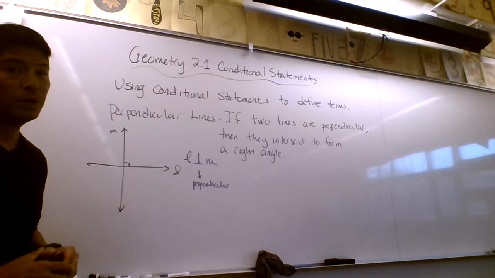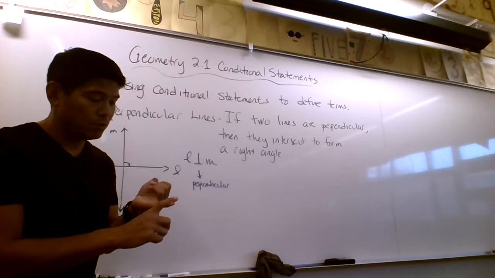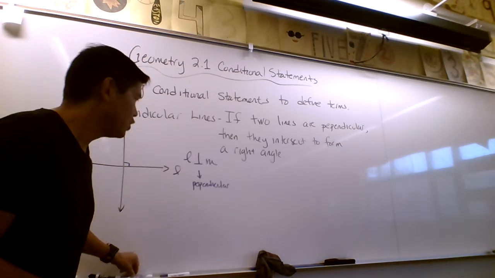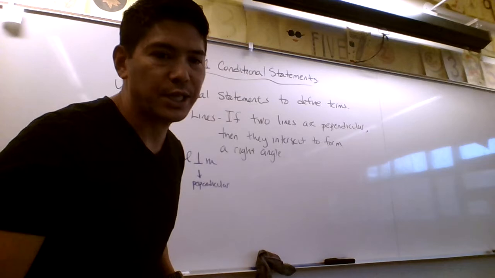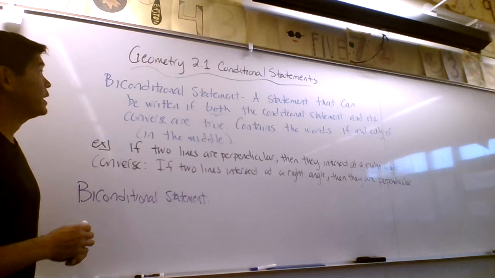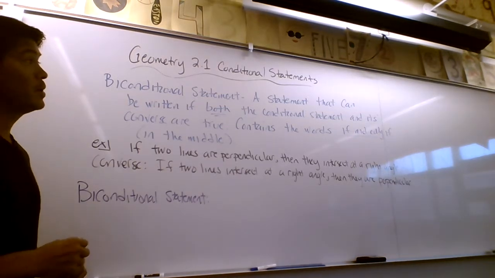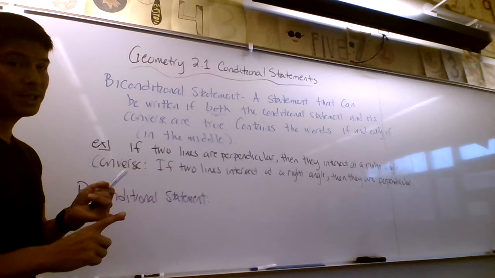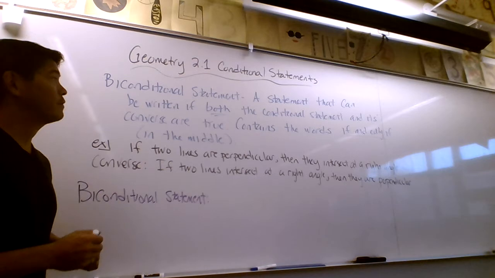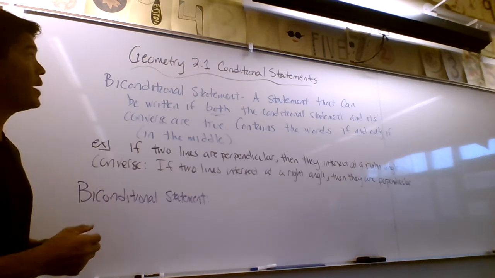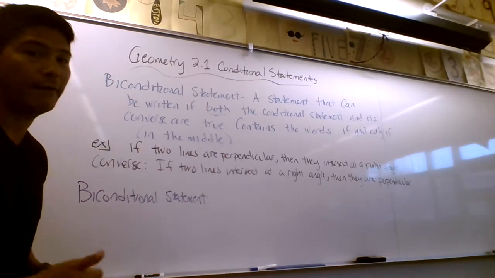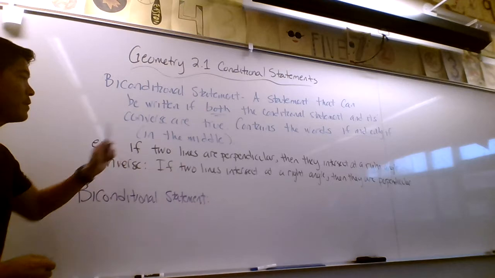The converse is true. If a conditional statement is true and the converse is true, so both of those requirements have to be met, you could write what's known as a biconditional statement. Again, a biconditional statement can be written if both the conditional statement and the converse of that conditional statement are true. They both have to be true, otherwise you would not be able to write a biconditional statement. Every biconditional statement contains the words "if and only if," and those words have to be in the middle.